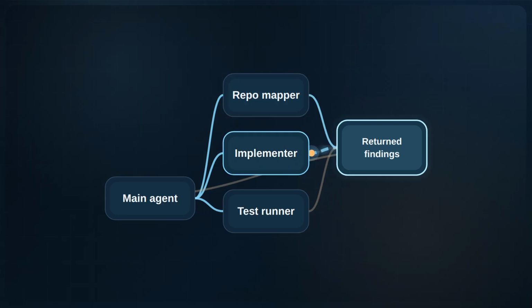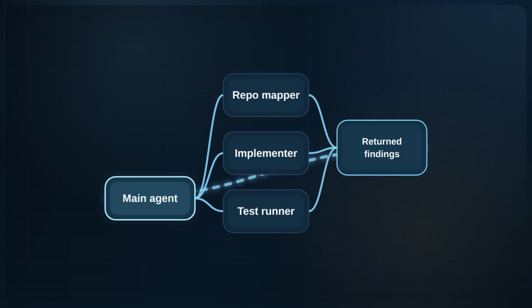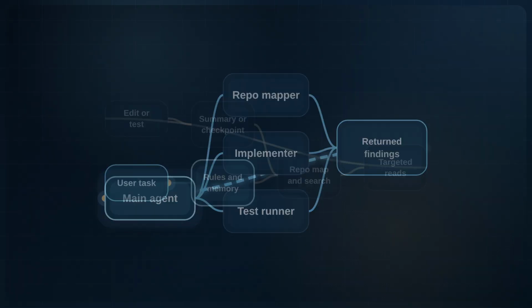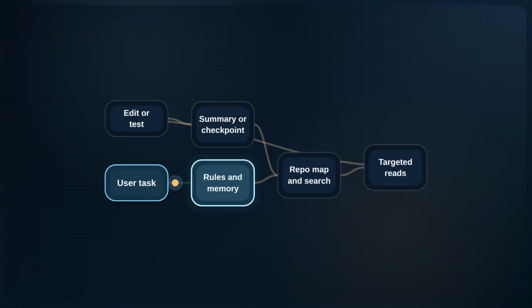Once you think in working sets, the value is obvious. Let one worker map dependencies, let another edit, let another run tests. Each one sees a smaller and cleaner slice of the task. The main agent receives findings and artifacts instead of every exploratory step. That is usually better than asking one model loop to carry the entire problem all at once.